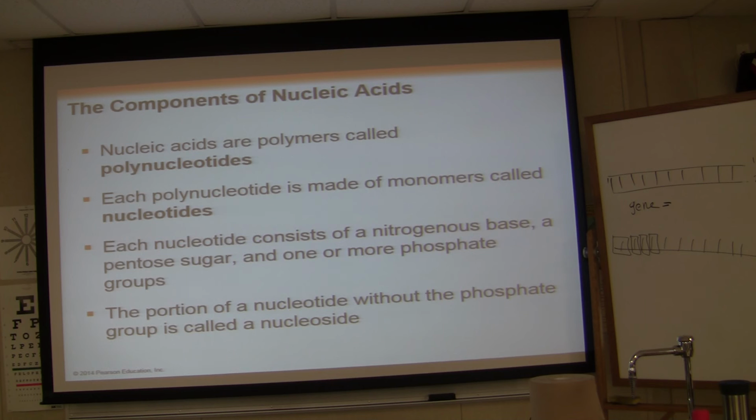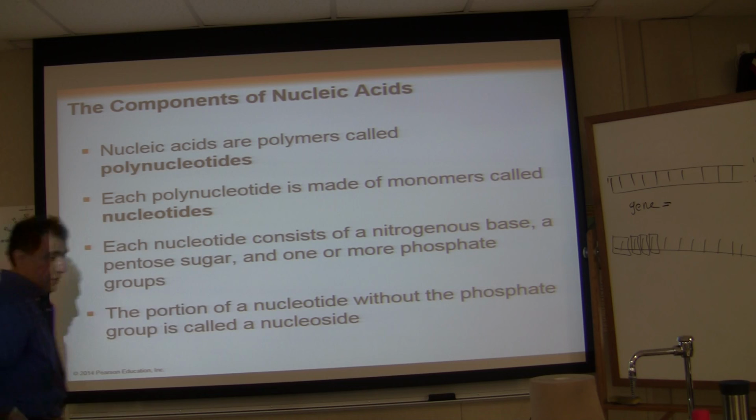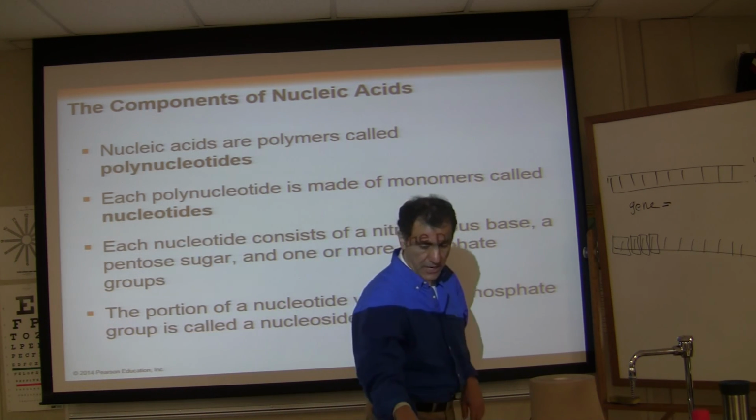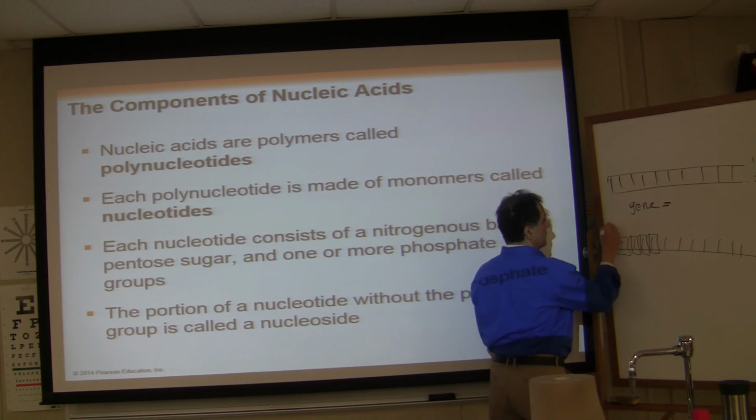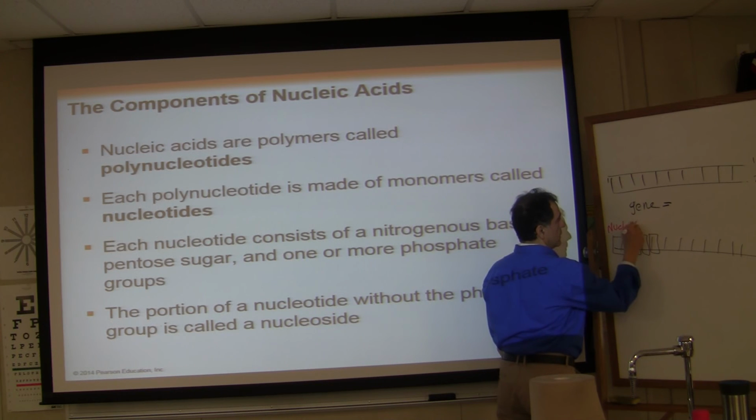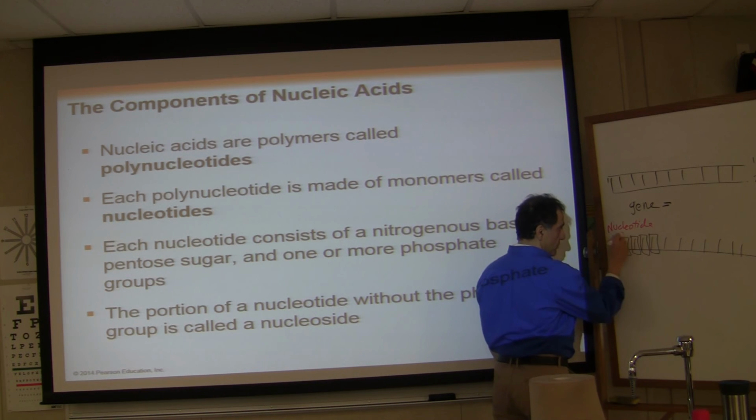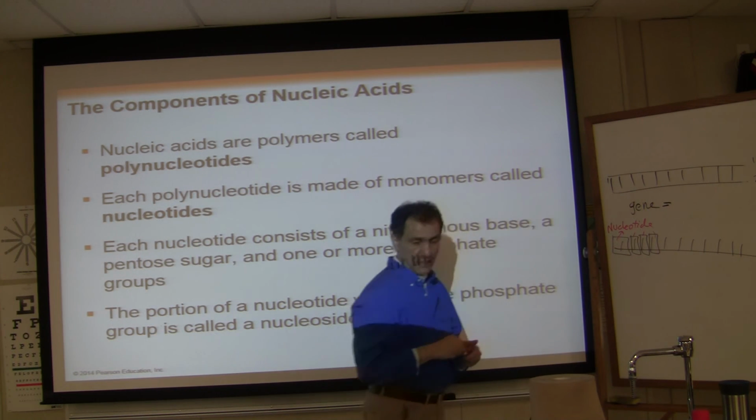The components of nucleic acids. The nucleic acids are polymers called polynucleotides. Polynucleotides, right here, right there. And then each polynucleotide is made up of monomers called nucleotides. So that one monomer is called a nucleotide. This is a nucleotide. This is another nucleotide. This is another nucleotide. This is another nucleotide. Am I making some sense a little bit?